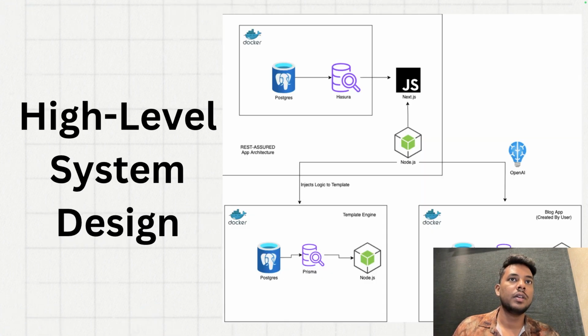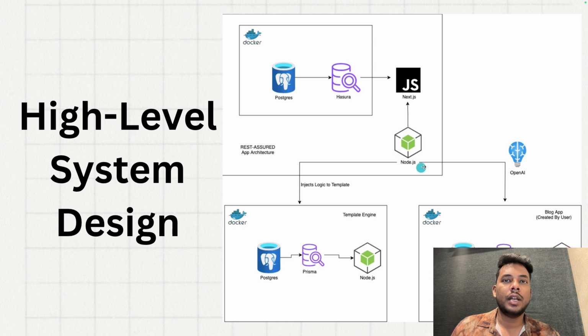This is the high level system design of our application. Basically, this is our main application, Rest Assured, where you can see everything is running inside a Docker container, with Postgres or Hasura, one of our Next.js apps, and a Node.js app which will be acting as our backend, while Next.js will be acting as our front end. This is just a high level idea.